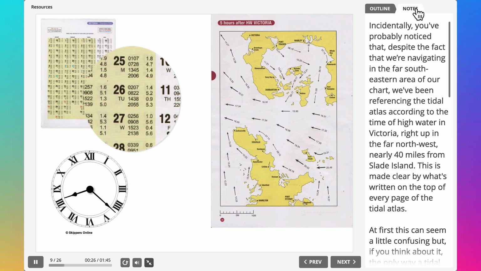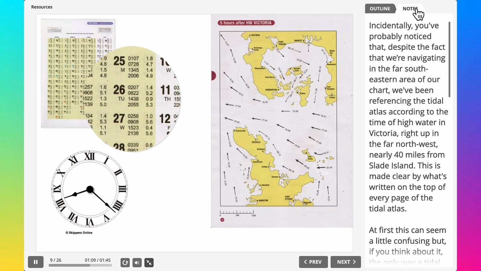At first, this can seem a little confusing, but if you think about it, the only way a tidal atlas can be constructed is to use a single reference port. Actually, it could be any standard port because, as you learned earlier in the course, they're the ones that have tide tables in the almanac, and, in terms of tidal streams, the time difference between the turn of the tide in, for example, Victoria and Port Fraser is a constant. The key thing is to remember to always use the tables associated with the reference port wherever you are working on the chart. So in the RYA training world, the mantra is Victoria, Victoria, always Victoria.